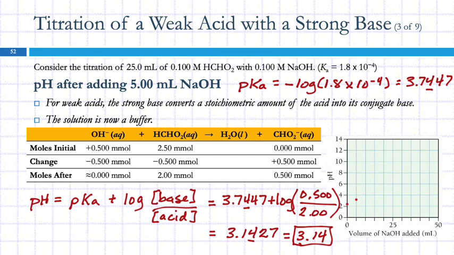How do we know when it's a buffer? That's an excellent question. When we have amounts of the weak acid and its conjugate base. We have both of them here.